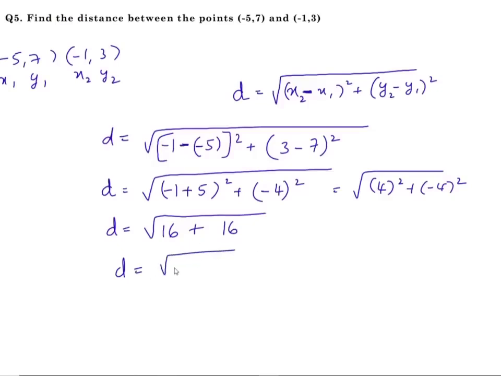Now I'll write 16 plus 16 as 2 times 16, or we can write it as 32. 32 can be written as 2 into 16. So square root of 16 is 4, root 2 remains as it is. Therefore D equals 4 root 2 units. The distance between the points is 4 root 2 units.